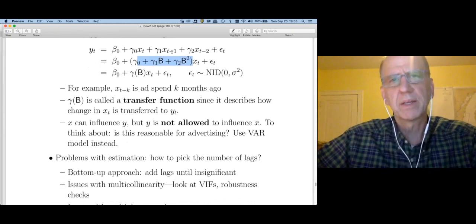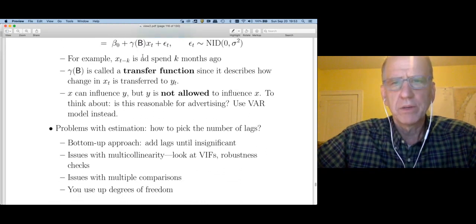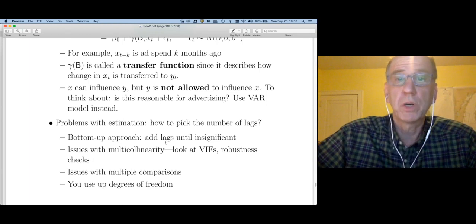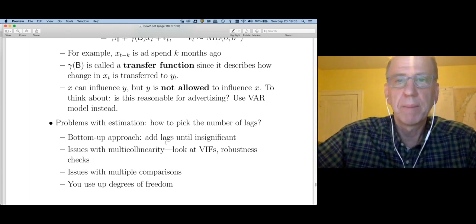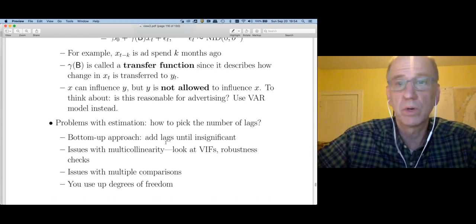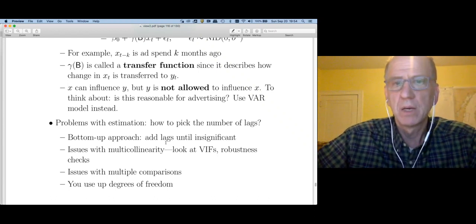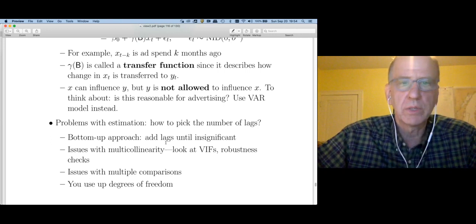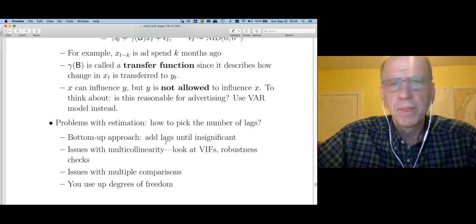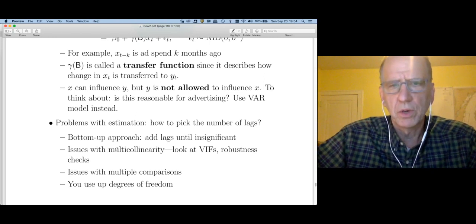Well, how do we pick the number of lags? There are a number of issues around this. One approach is that we just start adding lags until, by adding an additional lag, the next one is insignificant or it causes our corrected AIC to increase. That's called the bottom-up approach. There are some practical issues, though.